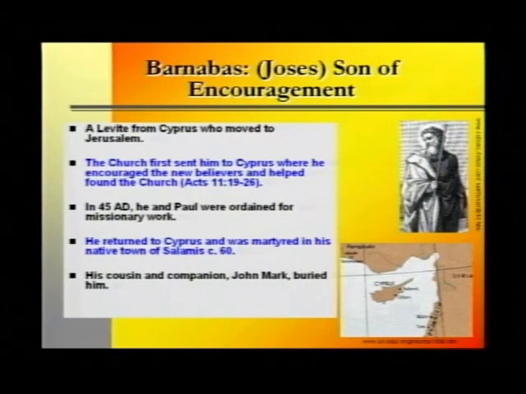Barnabas, known as Joses, the son of encouragement, was a Levite from Cyprus who moved to Jerusalem. The church first sent him to Cyprus, where he encouraged the new believers and helped found the church. We see that in Acts 11. In 45 AD, he and Paul were ordained for missionary work, and then he returned to Cyprus and was martyred in his native town of Salamis around 60 AD. His cousin and companion, John Mark, buried him.